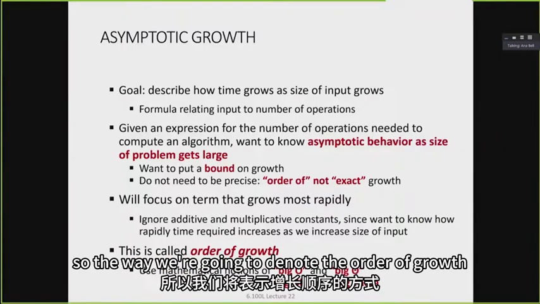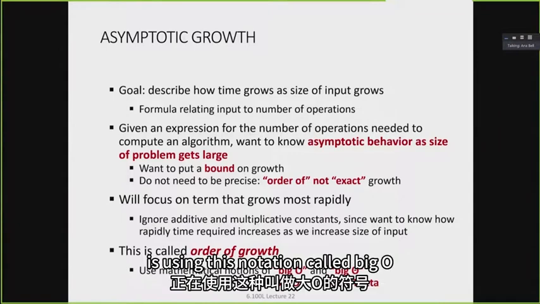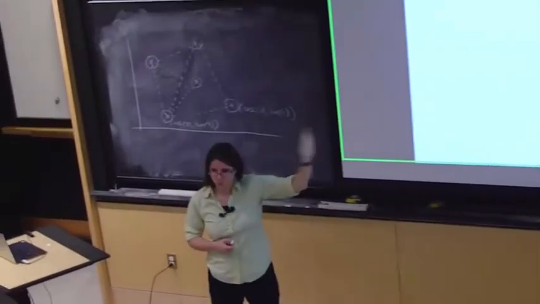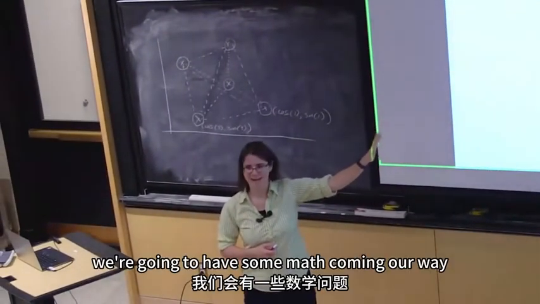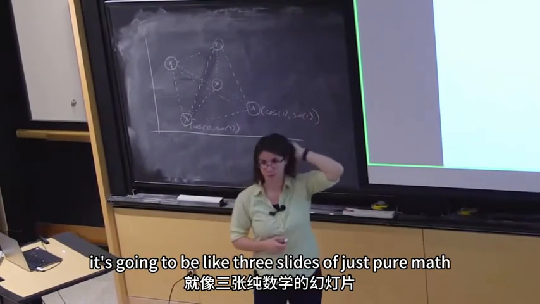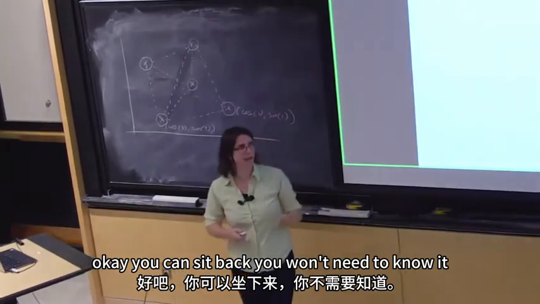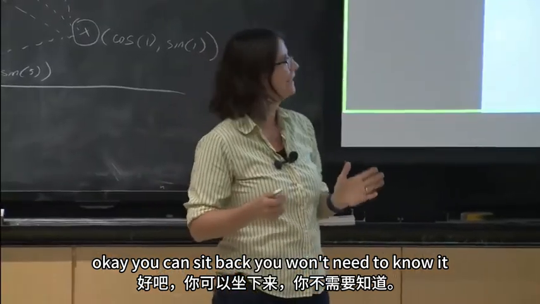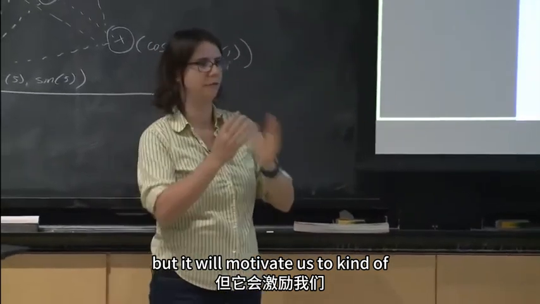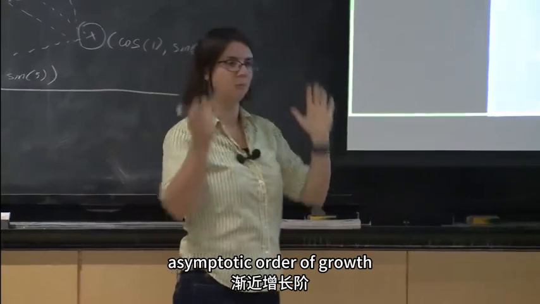So the way we're going to denote the order of growth is using this notation called big O and big theta. Okay. Now, warning, we're going to have some math coming our way. It's going to be like 3 slides of just pure math. You can sit back. You won't need to know the details, but it will motivate us to give us the idea about this asymptotic order of growth.